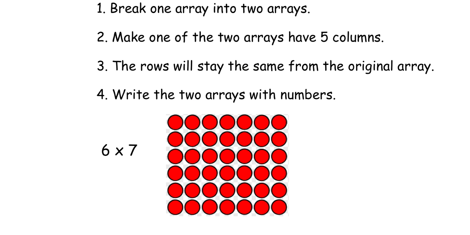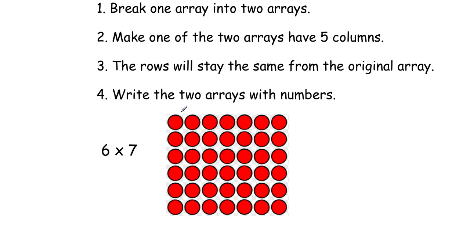I'm going to move on to another one. So here's what we do. We're going to break one array into two arrays. You already know that. We're going to make one of the two arrays have 5 columns, and that's also what we had talked about today. So I'm going to take this array down here. This happens to be a 6 by 7, so 1, 2, 3, 4, 5, 6 rows by 7 columns. 1, 2, 3, 4, 5, 6, 7.